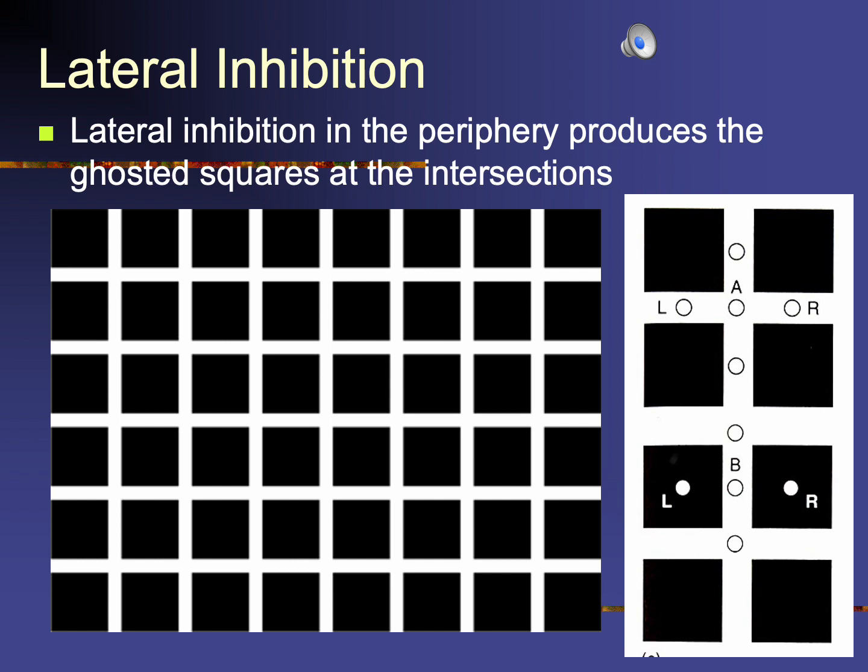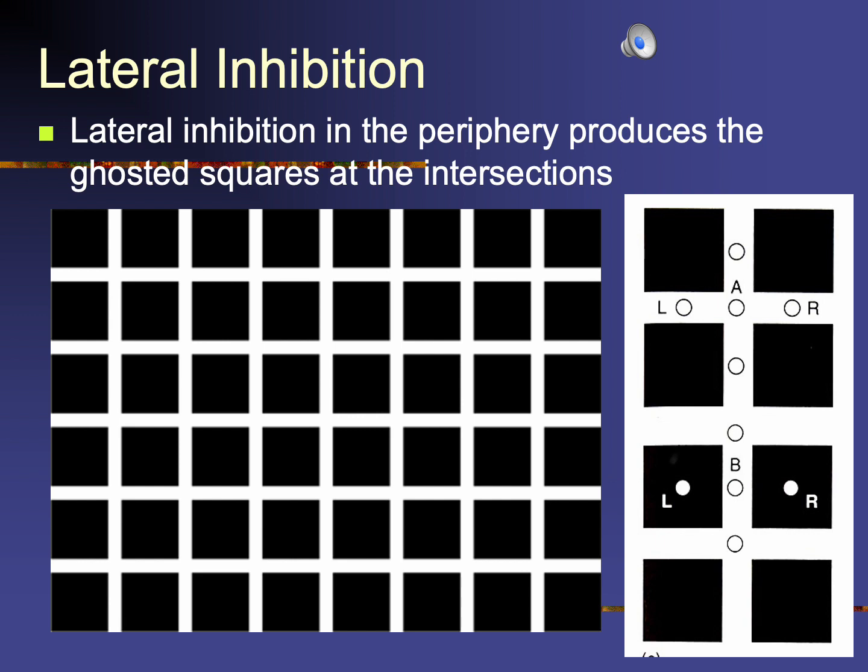Now we're going to see how lateral inhibition produces an optic illusion. In this slide we see the Hermann grid. Now the Hermann grid consists of these black squares and white lines. And if you look at it, you'll notice that in the periphery, around the sides of your central vision, you will see ghosted gray squares at the intersections.